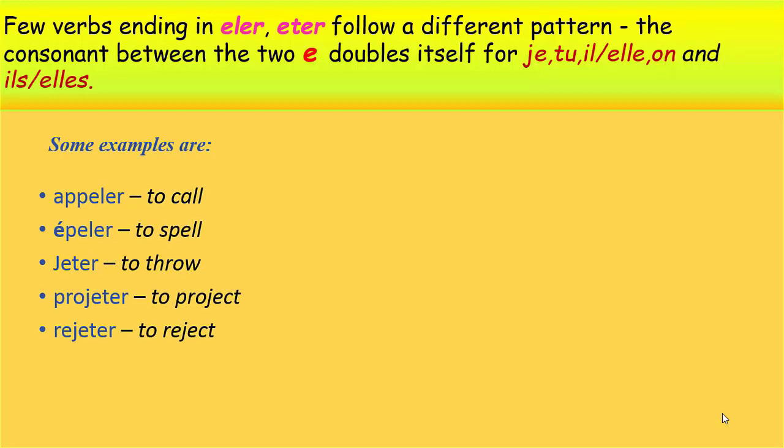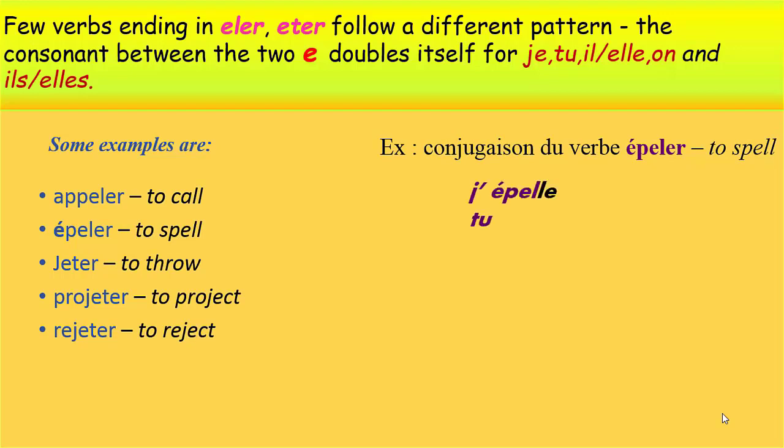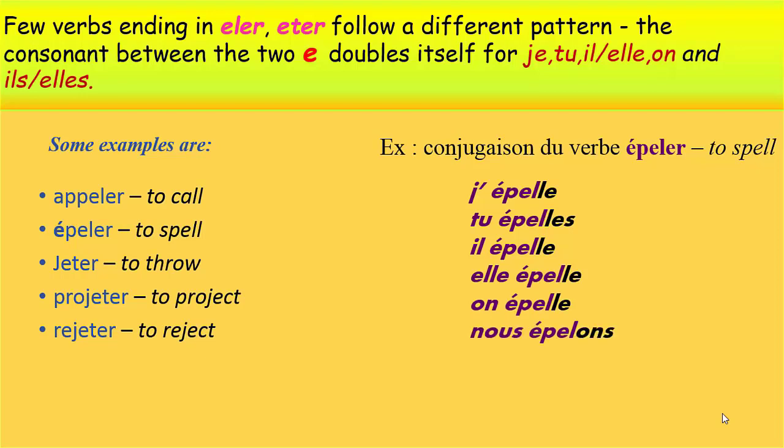So some examples are appeler, to call, épeler, to spell, jeter, to throw, projeter, to project, rejeter, to reject. So conjugaison du verbe épeler, to spell, au présent de l'indicatif. J'épelle, tu épelles, il épelle, elle épelle, on épelle, nous épelons, vous épelez, ils épellent, elles épellent.